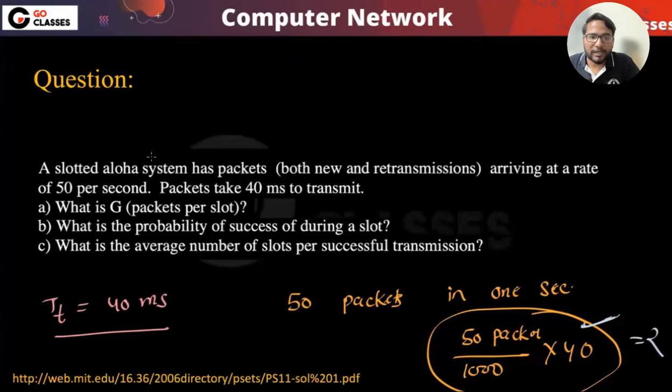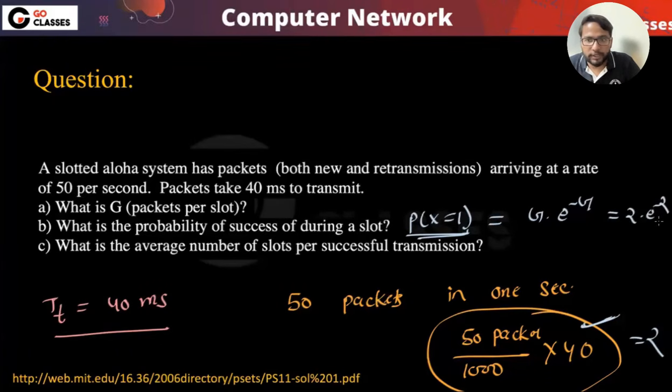Okay. Now the next question they are asking is, what is the probability of success during a slot? Probability of success means probability of X being 1. So if G is 2, then you can calculate it as G into e power minus G, which is the same as throughput, and these things we have already seen. So this will be 2 into e power minus 2, right?